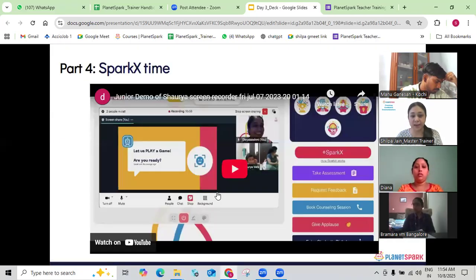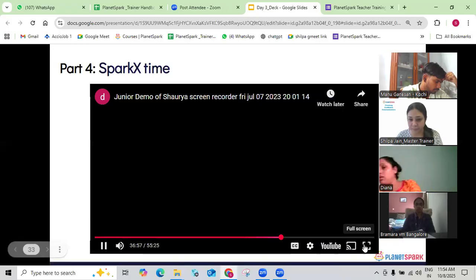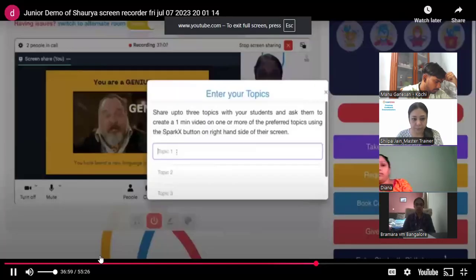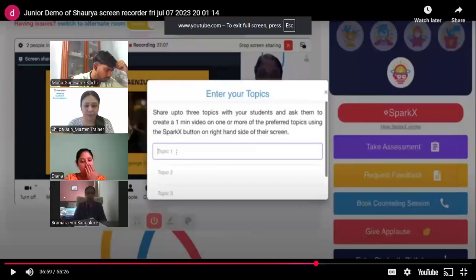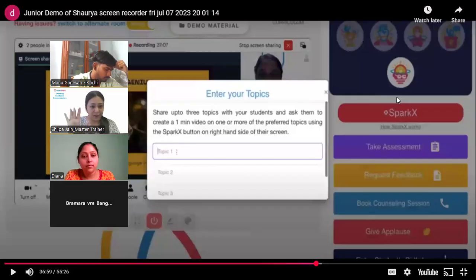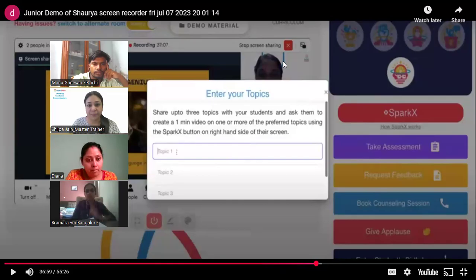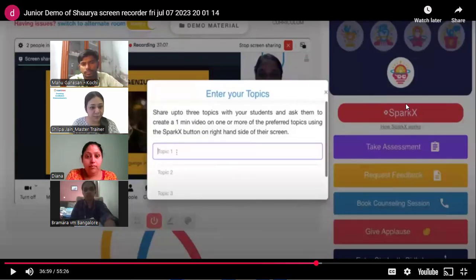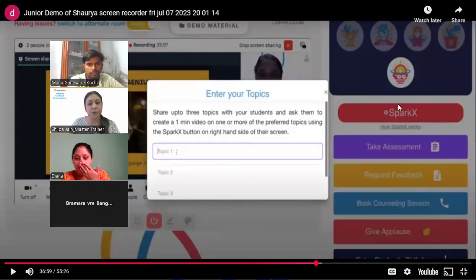Teachers, this is your LMS, how your LMS would look like. I'm moving my cursor here. Can you see the SparkX button? So once the story is over, you are going to create some excitement in your learners that now I'm going to record your video. You'll click on the SparkX button and you'll enter. This window would automatically pop up on your screen.